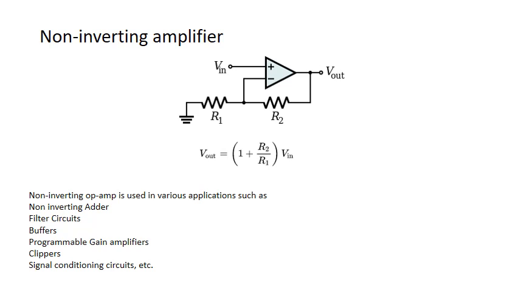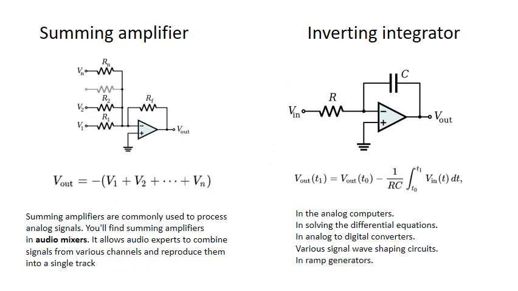Non-inverting amplifiers. Here the sign of the input voltage is not changed and it is magnified in proportion to the ratio of the resistances. Non-inverting op-amps are used in various applications such as non-inverting adders, filter circuits, buffers, programmable gain amplifiers, clippers, and signal conditioning circuits. Some other common uses include summing amplifiers, which return the sum of the voltages as the output voltage. It is used in audio mixers to combine various signals from channels.